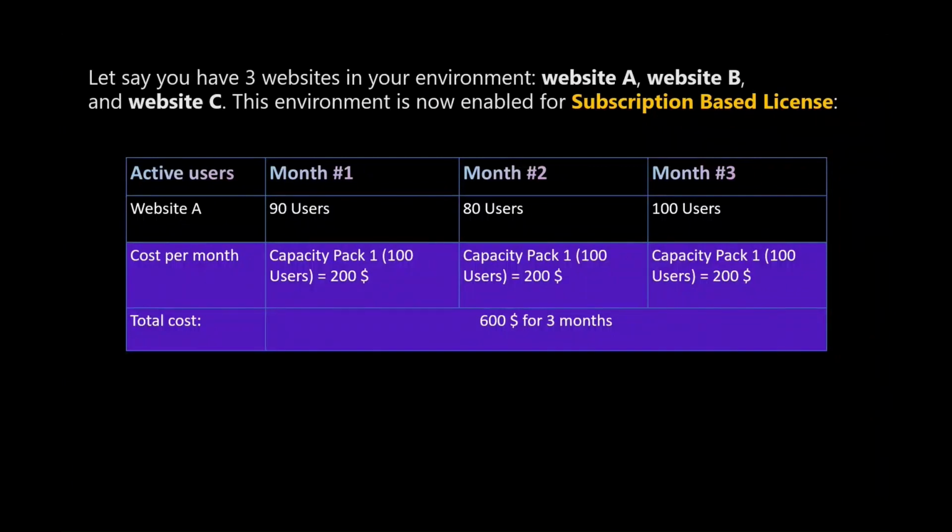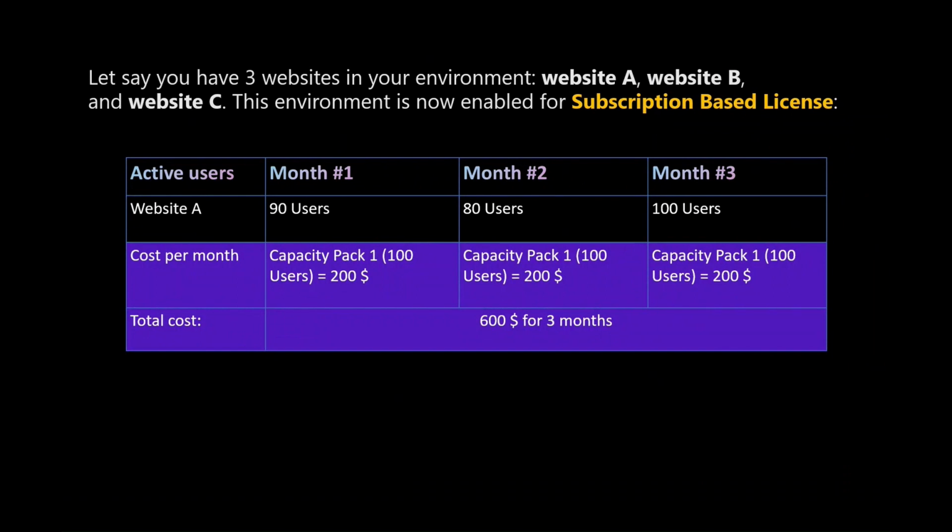First of all, let's discuss an example. Let's say you have 3 websites in your environment, website A, B, and C, and this environment is now enabled for a subscription based license. I've just taken the example of website A. You can ignore websites B and C for now. Let's say for website A, I'm calculating the cost for 3 months. In the first month, 90 users are going to use the Power Pages site. In the second month, 80 users are going to use it. And in the third month, 100 users are using it.